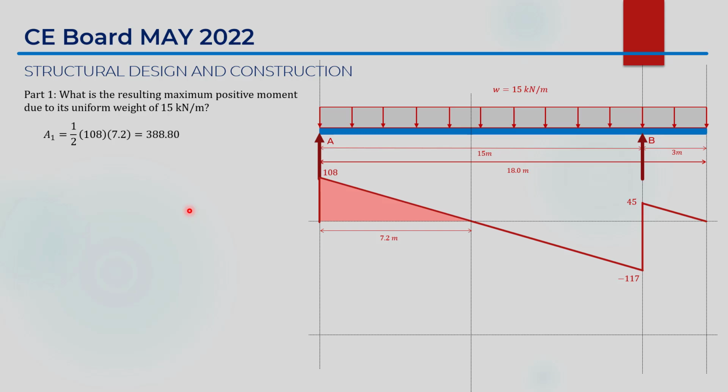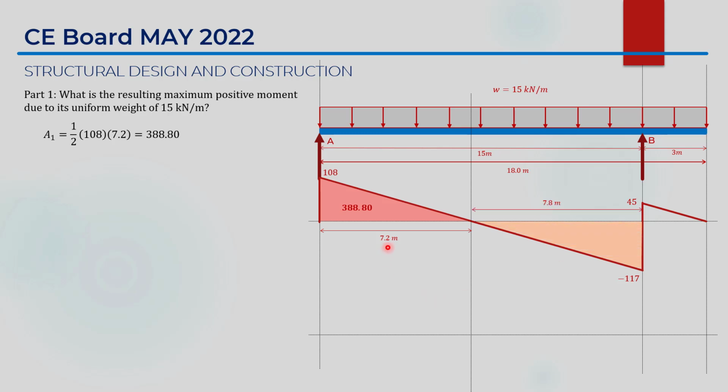we will get the area of this portion. That is the area of the triangle, 108 times 7.2. Area, times base times height. Okay, that is 388.8. Okay, that is positive 1 kasi angat nitong grade line natin. Pag angat yan, that is positive. Pag below nitong grade line, that is negative. Okay, how about this one?